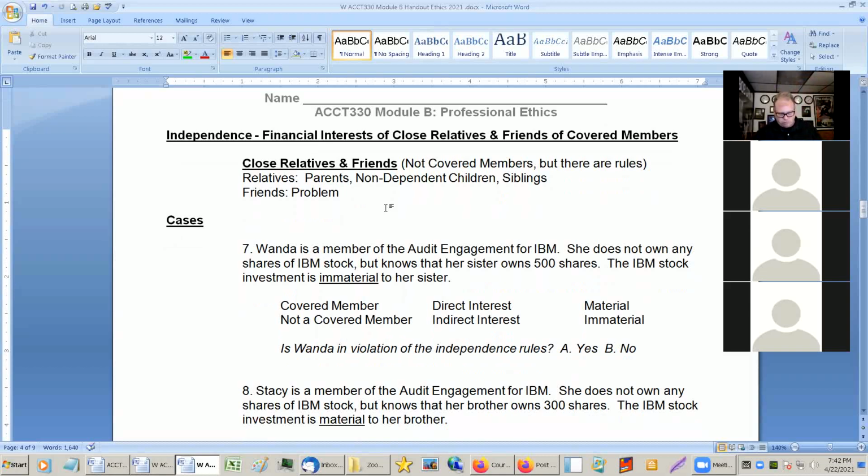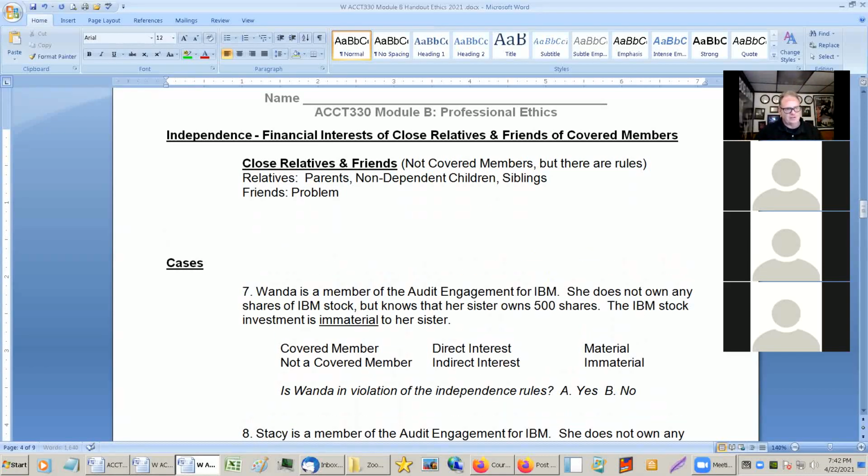Okay, now here are the rules. Closer than friends. May own a direct interest if it is immaterial. Now there's a second, kind of crazy rule. So let's call this, and here's the crazy rule.